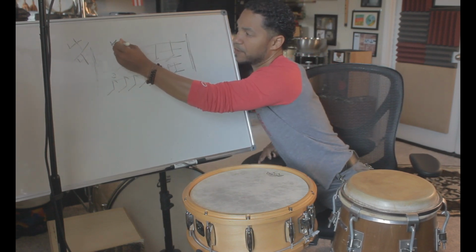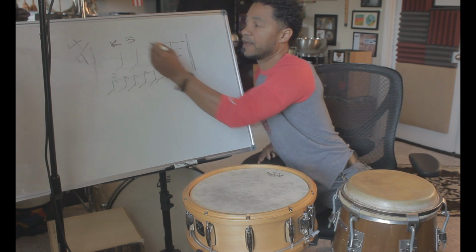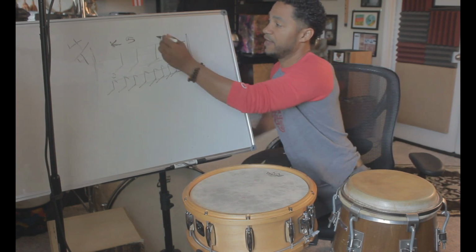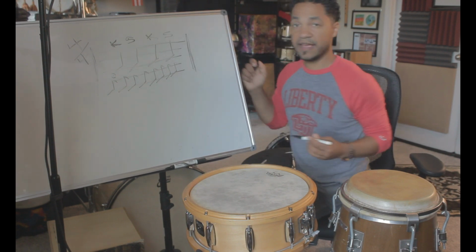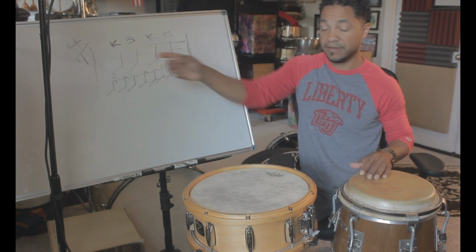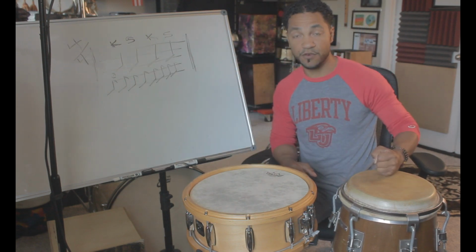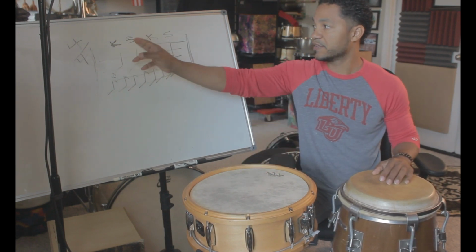It's a little better. All right. So I have K, and then the second, I have S for snare. And then I have K, kick, and then snare. Okay? Or bass, snare, bass, snare. All right? Now, let's use my left hand with the fist for the bass, and my right hand for the snare. Kick, snare. All right?